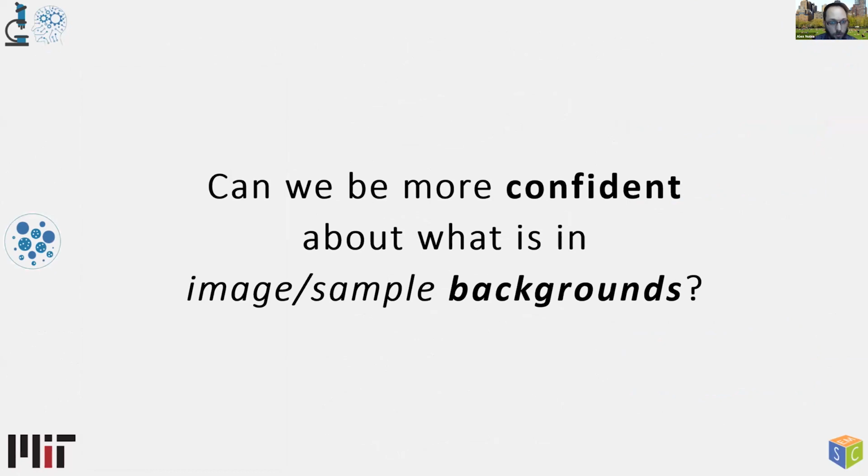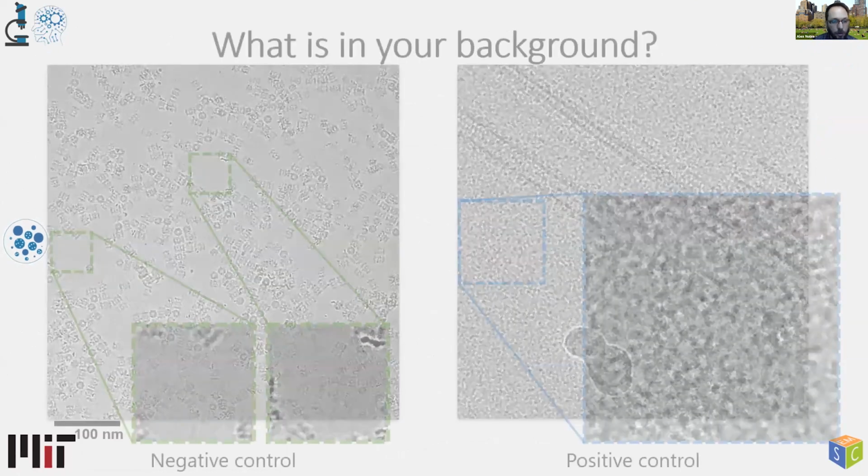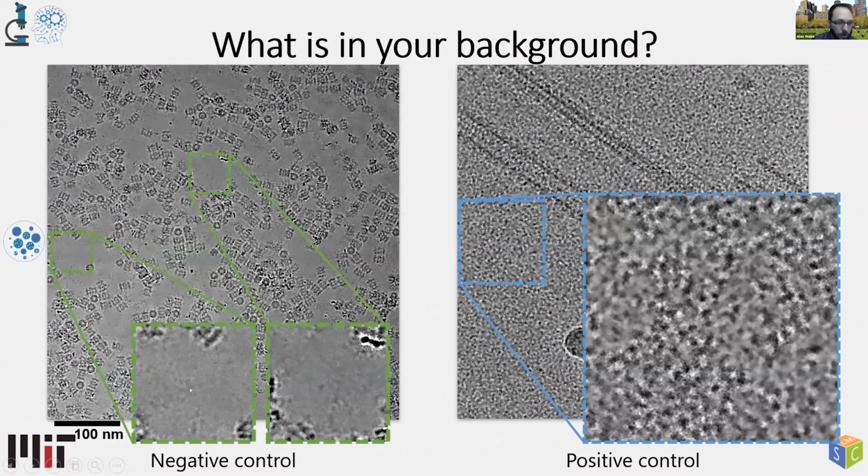Okay, what else can we do with denoising? So it can allow us to be more confident of what is in our image background or our sample background. So what do I mean by that? So this proteasome micrograph I showed before, if you denoise it, then you have virtually flat backgrounds. We know by tomography that there's actually no protein here. There's no junk at all. So we can use this as a negative control to say, if we denoise and we don't see anything in the background, we can be pretty sure that there's nothing actually there.